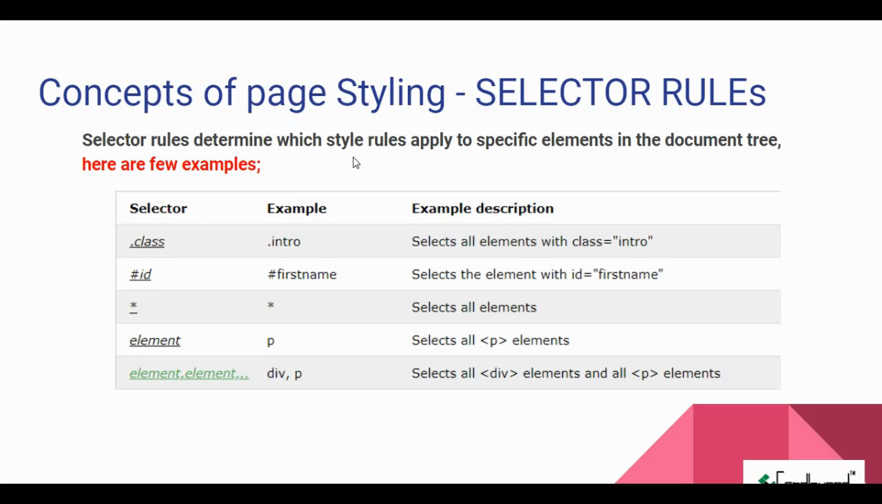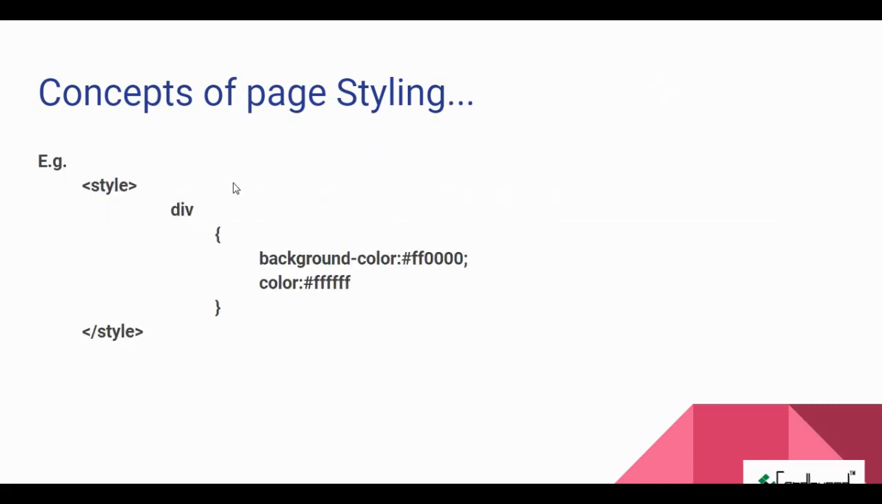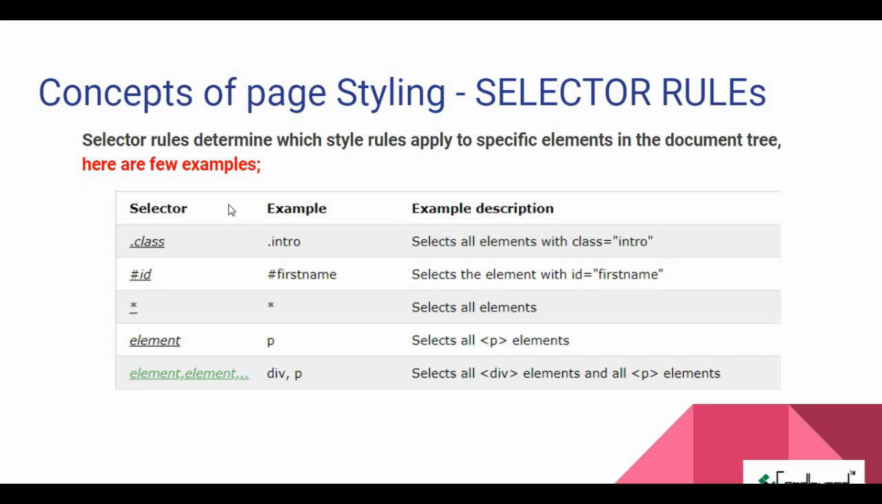We can see here that we have just one selector, which is specifying that we want to style this div, but we can still have some complex situations that will require that we know more about selectors. So let's look at selector rules. Selector rules determine which style rules apply to a specific element in the document tree.